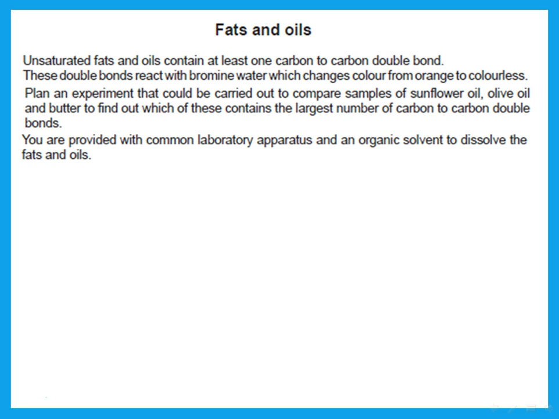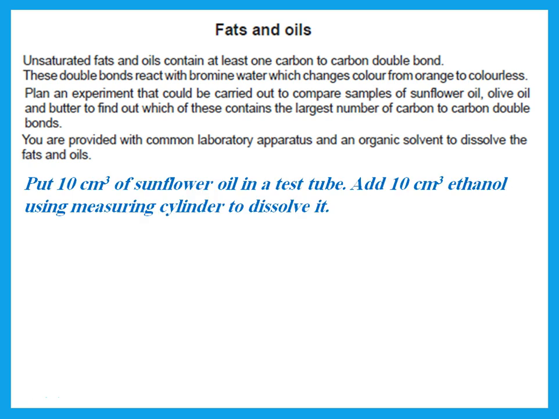So he has sunflower oil, olive oil, and butter, to find out which of these contains the largest number of carbon-carbon double bonds. Of course, the more double bonds in the structure, the more bromine it will use. So what should we do? Well, put 10 centimeter cubed of the first kind of oil in a test tube. And then he says you should add an organic solvent to dissolve the oil. So let's say we add 10 centimeter cubed of ethanol using a measuring cylinder to dissolve it.